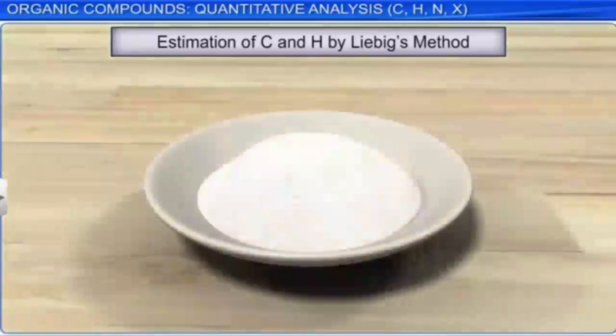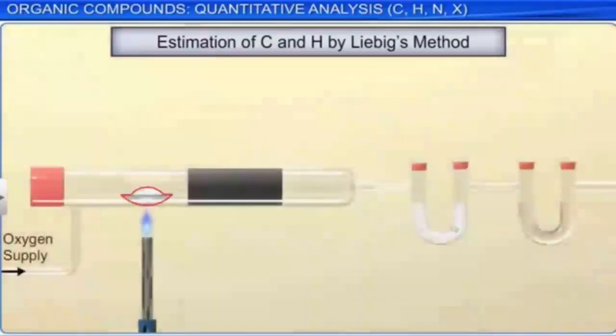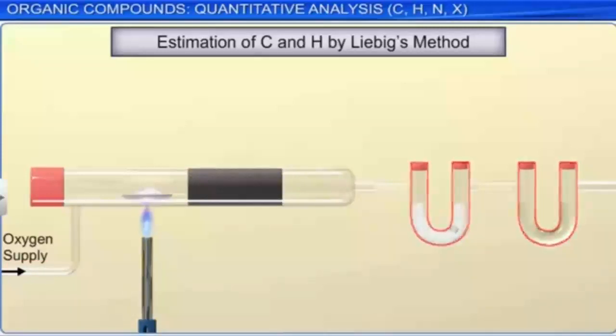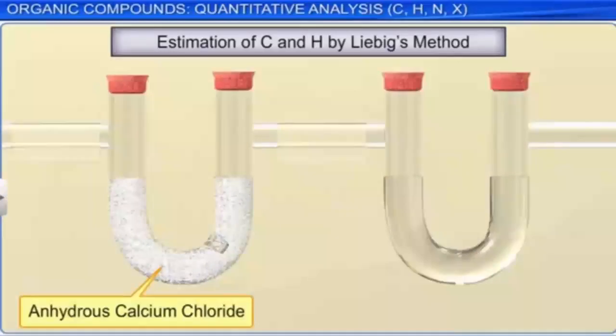In this method, a known quantity of the organic compound is placed in the platinum or porcelain boat. The boat is placed in the glass combustion tube packed with copper 2 oxide pellets. One end of the combustion tube is connected to the oxygen supply, and the other side is connected to the 2 U-shaped absorption tubes. One of the absorption tubes contains anhydrous calcium chloride, while the other contains concentrated potassium hydroxide solution.